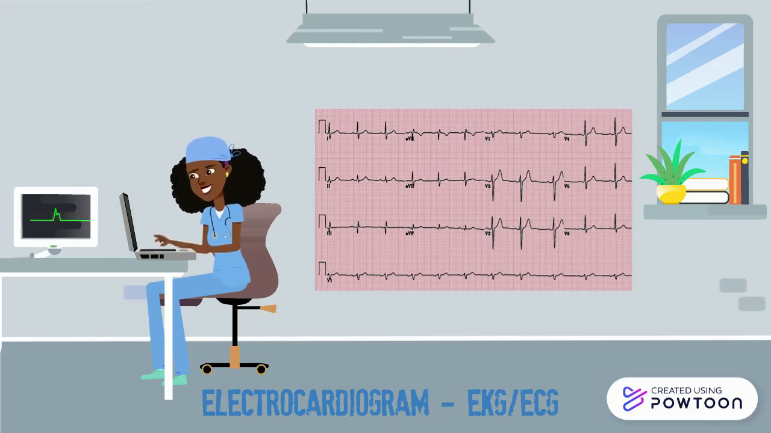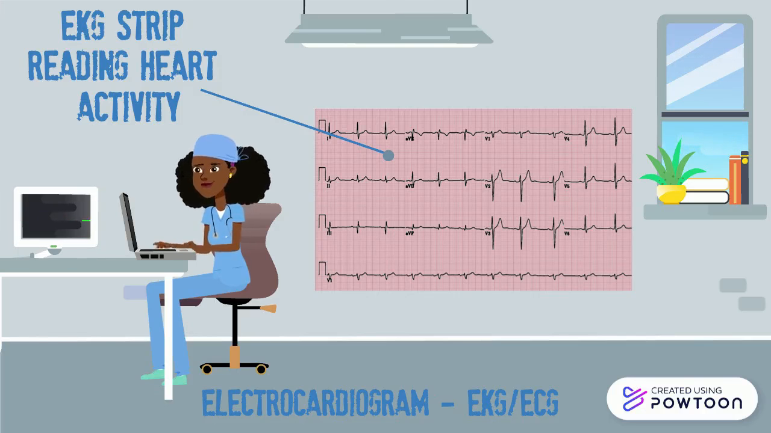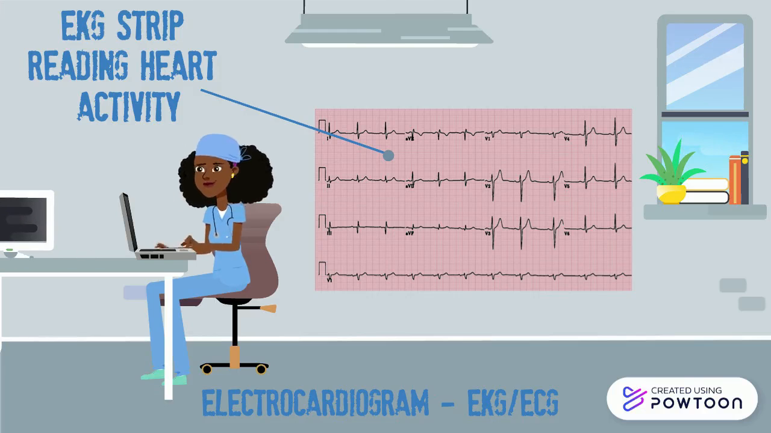Another diagnostic test that we could perform is an electrocardiogram, an EKG or ECG for short. This image on the right here is an EKG strip that shows the activity of the heart. Generally, individuals with HCM have low long-term heart rates. By identifying whether the heart rate is high or low using an EKG machine, we could possibly diagnose HCM.